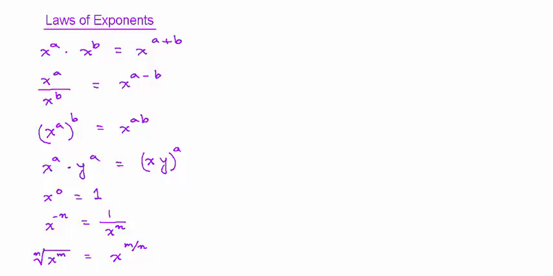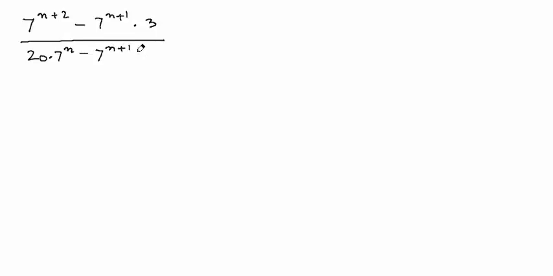Time for some practice. Let's say we have 7 raised to the n plus 2, minus 7 raised to the n plus 1, times 3, all over 20 times 7 raised to the n, minus 7 raised to the n plus 1, times 2. And we want to simplify all of this.